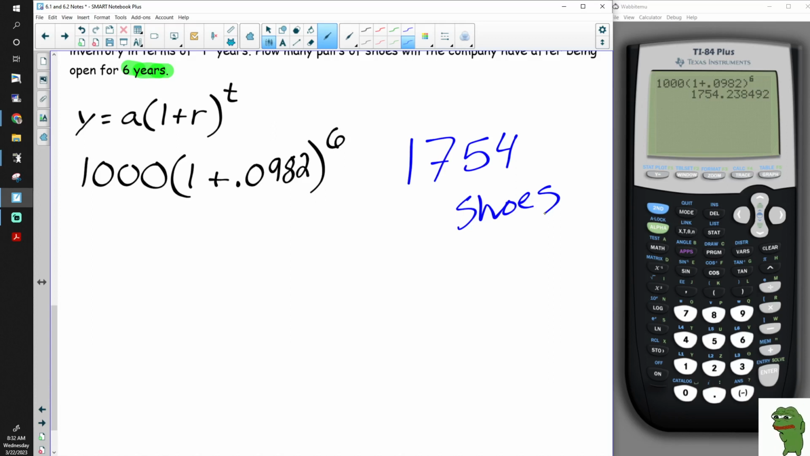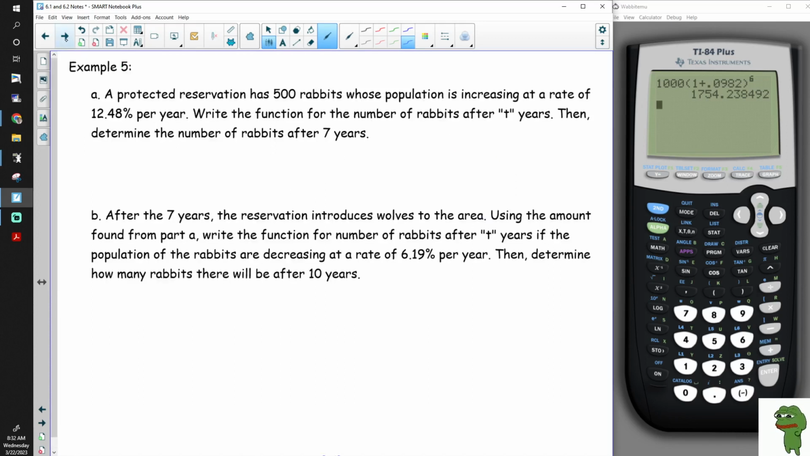Question? Not too bad? Easy peasy? Alright. Example 5. Flip the page. We're almost there, I promise. We're almost there. You guys are so quiet. Okay, let's take a look.